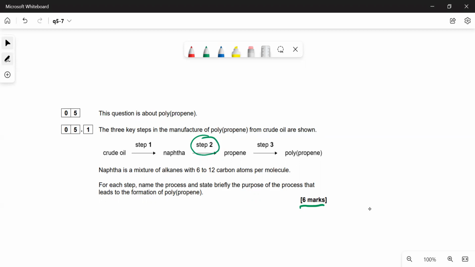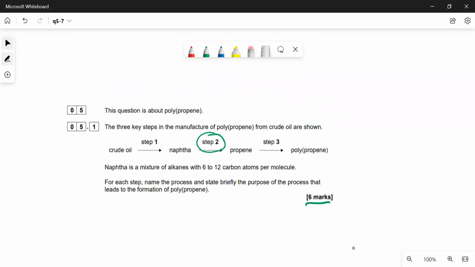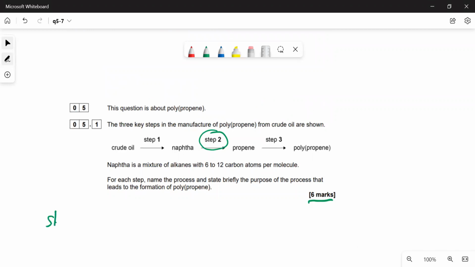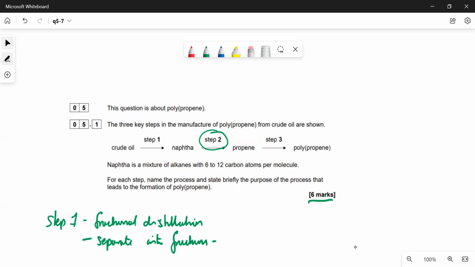Okay, so let's say step 1. What is the first step? Step 1, for each step, because it's step 1 to 3. Step 1, of course, how do you get naphtha from crude oil? Fractional distillation. What's the purpose of that? It is to separate molecules into fractions. And fractions are mixtures of molecules with similar boiling points and similar length.